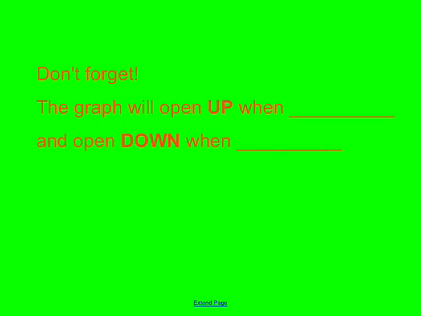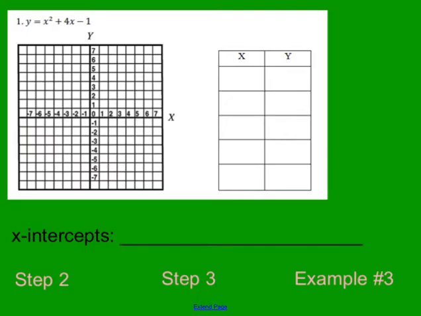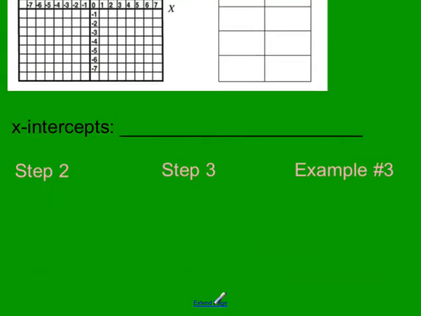So, remember that your graph is going to open up when a is positive, so when a is greater than 0, and it's going to open down when your a is negative. Remember, a is always with the squared term, b is always with the x term, and c is always that constant on the end. So let's just quickly go through 3 examples together. Let's take a look at number 1. The first thing I want to do for number 1 is calculate out my vertex.